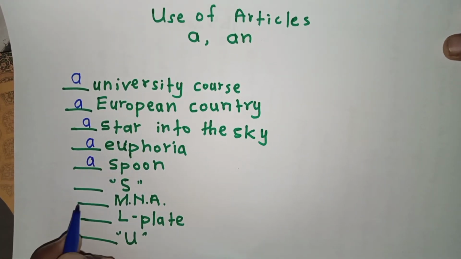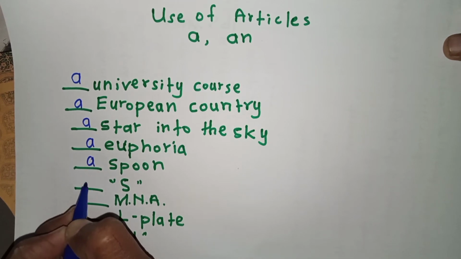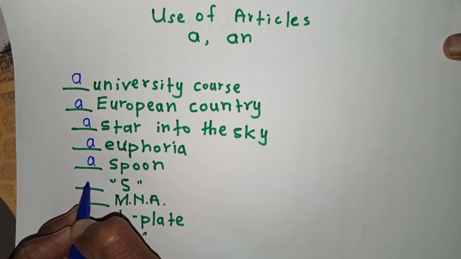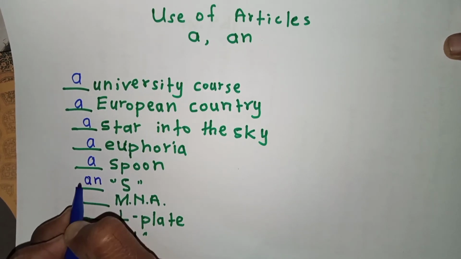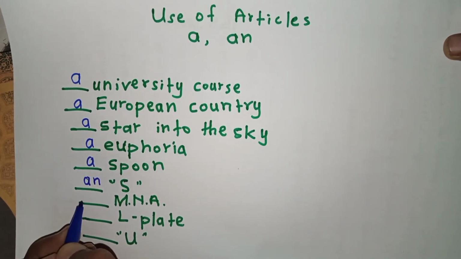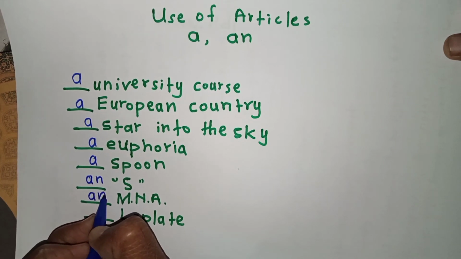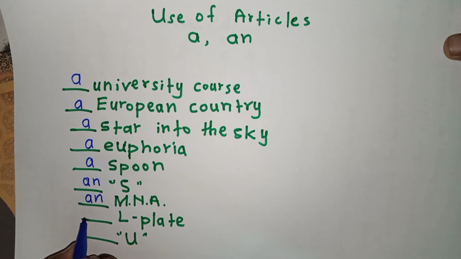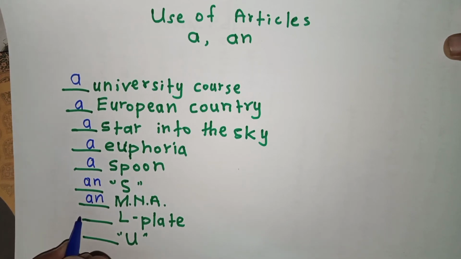Now the next word is just a letter, like S. S starts with a vowel sound, that's why I will use here an S. And here MNA, this also starts with a vowel sound, so I will use here the article an. L plate, the letter is a consonant letter, but its sound shows us that this is a vowel sound, that's why I will use here an L plate.